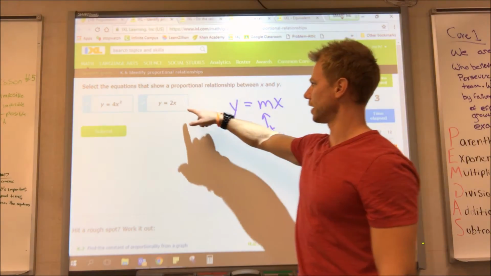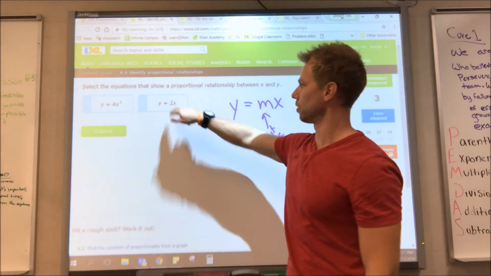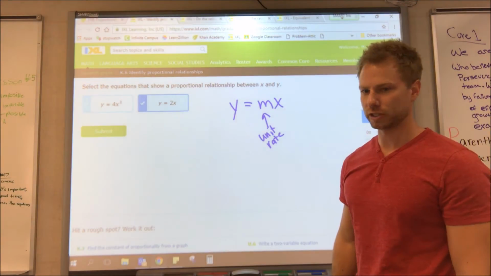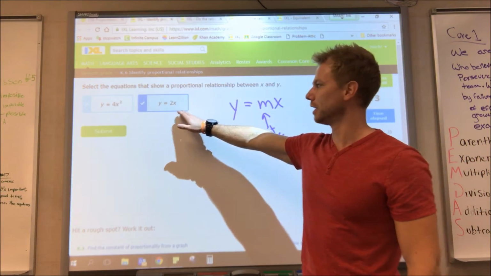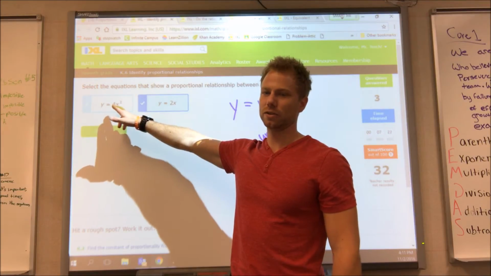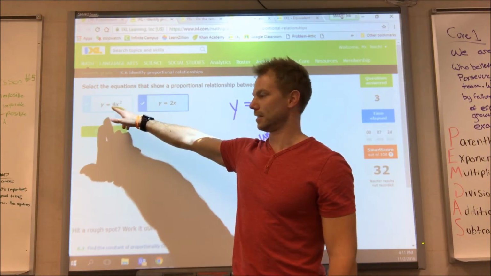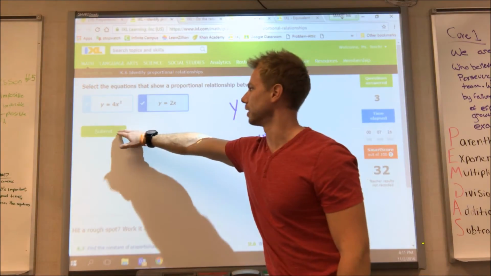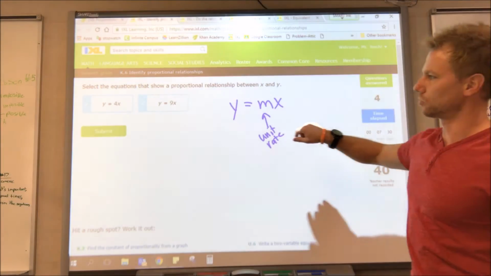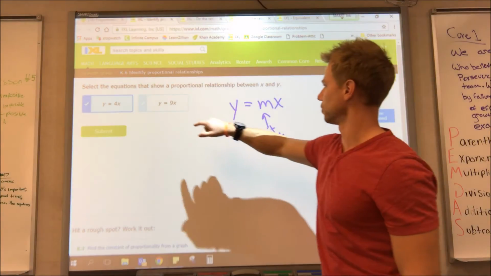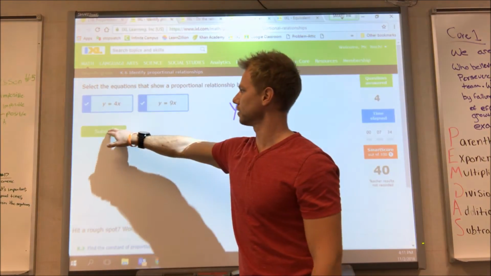The second one is y equals 2x, matches this form. That is a proportional relationship. This will give you that straight line through the origin that we need. This will actually give you a U-shaped line. That is not what we want. We need to have a straight line. All right. This one matches the form, so does this one, y equals mx.